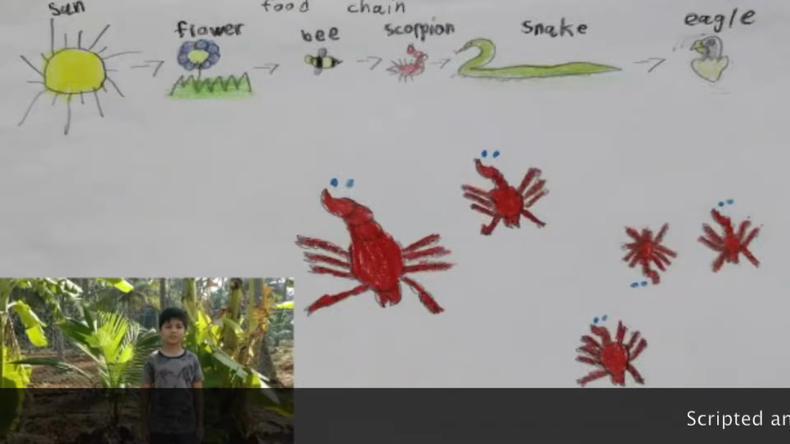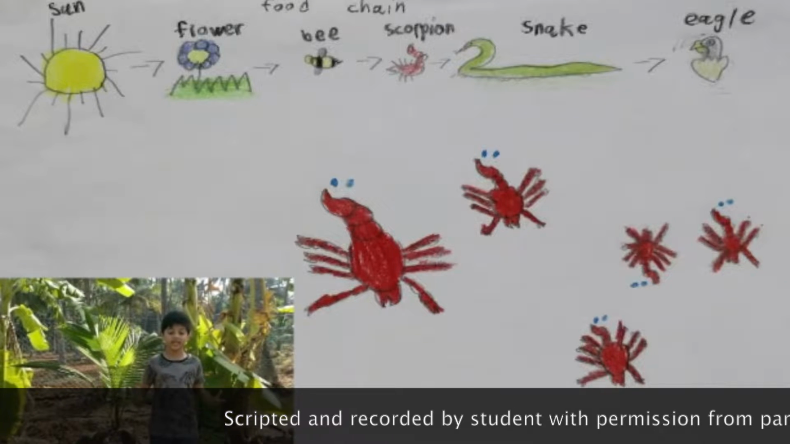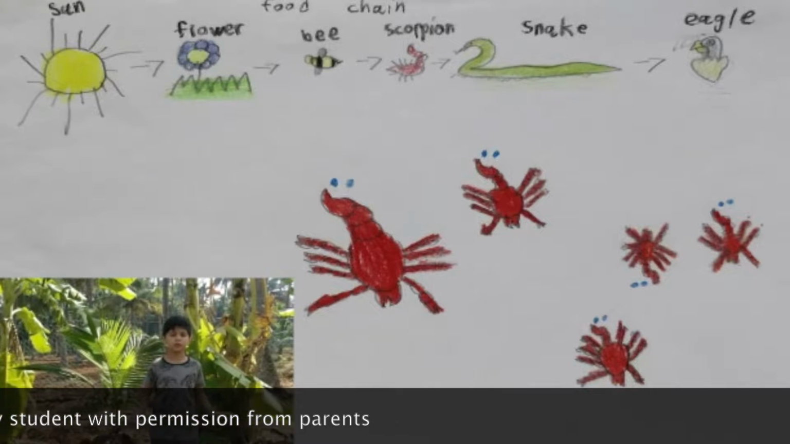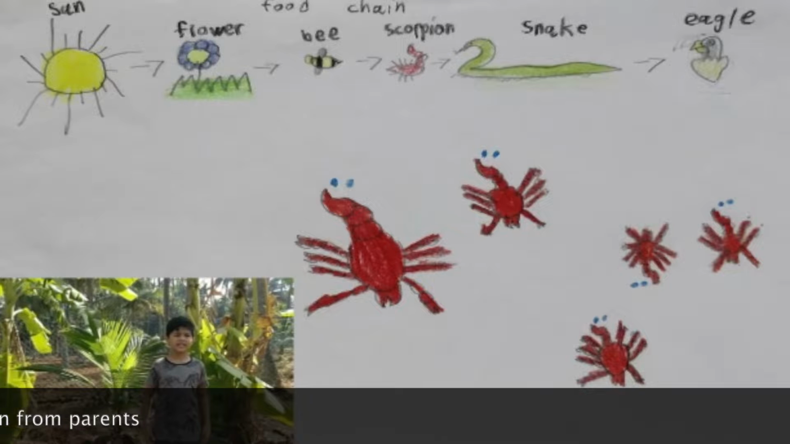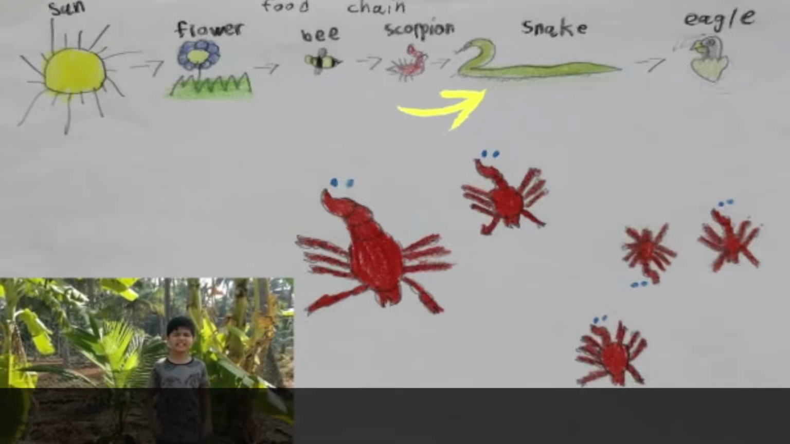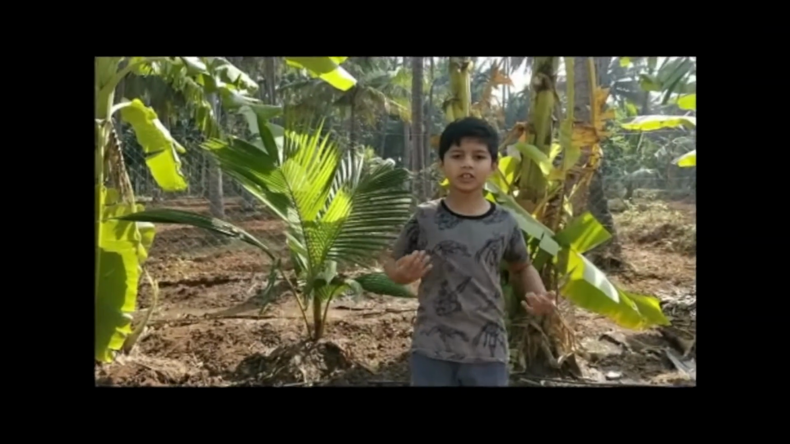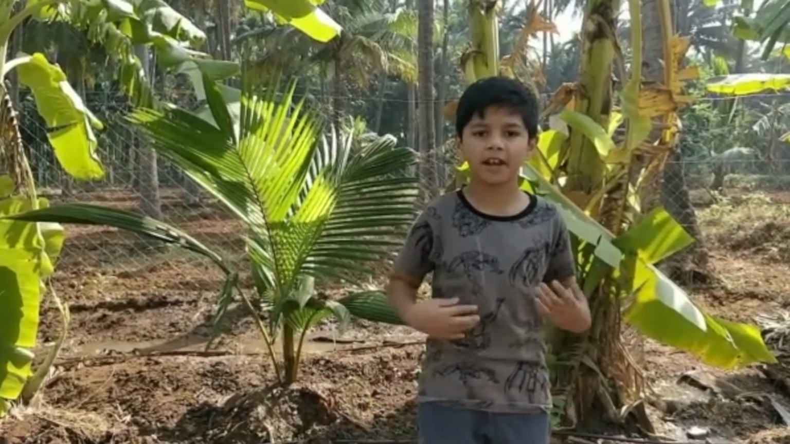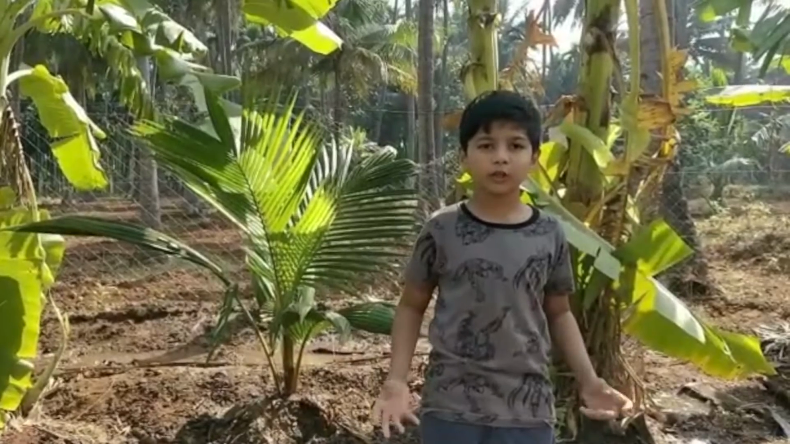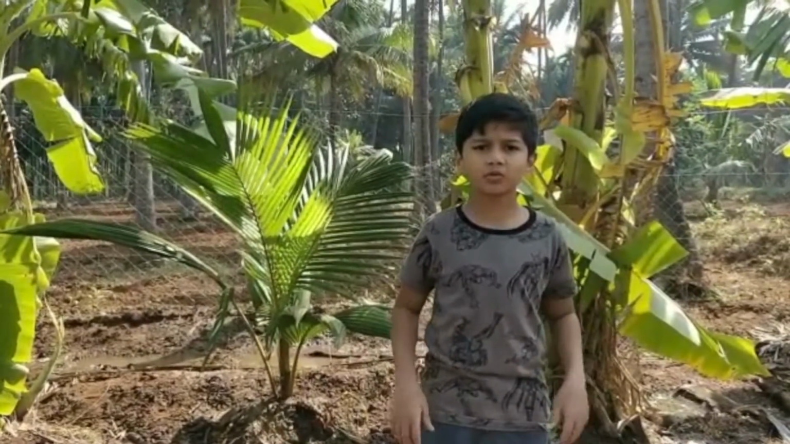Sun is the principal source of energy. All living things get energy from the sun. Sun gives energy to plants. Plants bloom beautiful flowers. Bees get nectar from flowers. Scorpions eat bees. Snakes eat scorpions. Eagles eat snakes. Even though the scorpion is powerful and venomous, there are other animals that eat scorpions in the food chain. Food chain shows that energy is transferred from one organism to another.